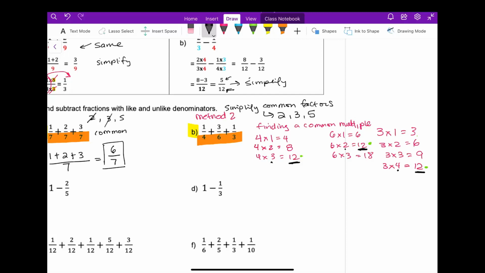Let's continue with method 2. So our common denominator is 12. We're going to do an equivalent step here. I am rewriting each of these in the new denominator. And you see that step here? This is called our equivalent fraction step.